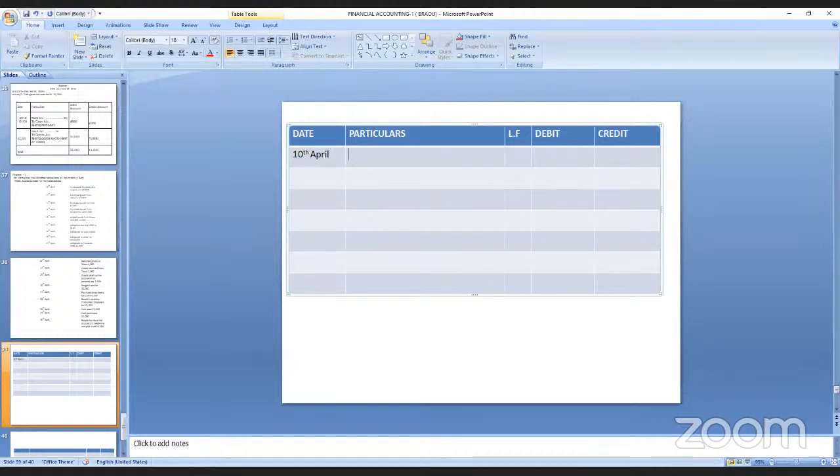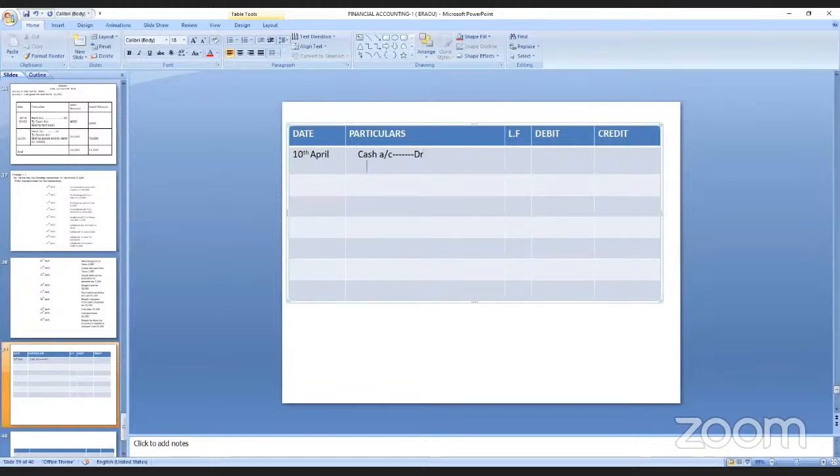What is the 10th April? Commenced business with a capital of 1 lakh. Cash account debit to capital account. Very good. Who has given the answer first? Cash account debited to capital account. Understood?